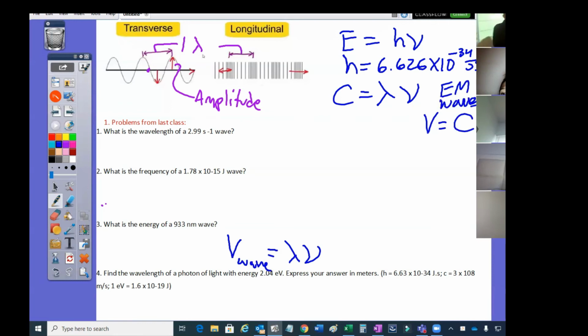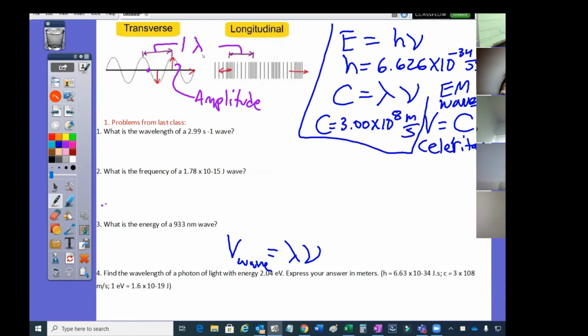C stands for celeritas, which is the Latin word for very fast. C, you also need to learn: 3.00 times 10 to the 8th meters per second. So these are the things that you need to memorize in this chapter to get these kinds of problems. There will probably be some other formulas in this chapter, but those are definitely four things you need to know. Two equations, two constants. Any questions about that?